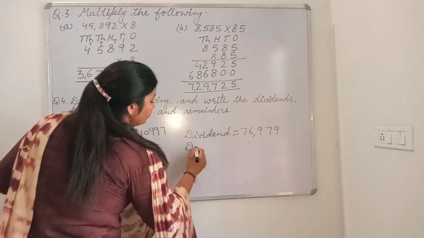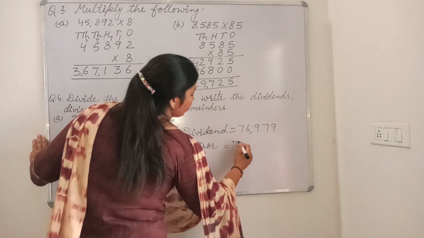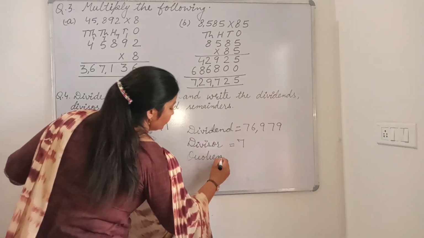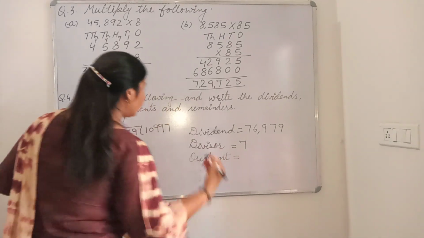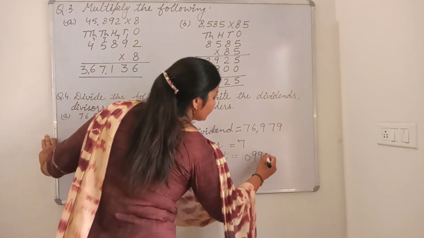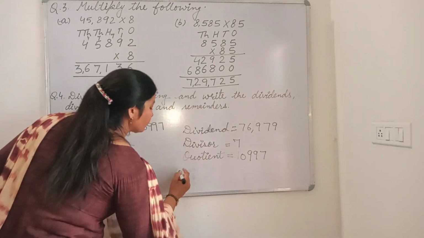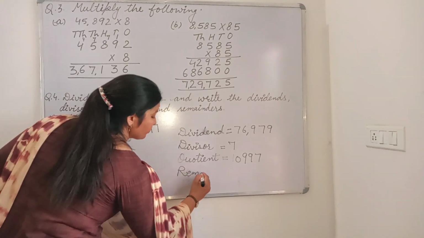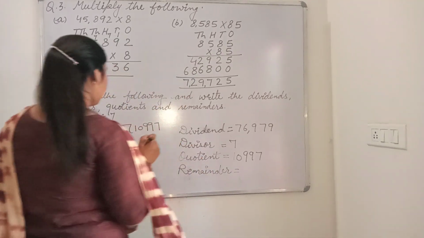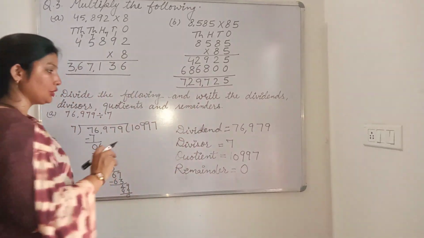Then next is divisor. So what's your divisor? Divisor is 7. Then quotient. So what's your quotient? Quotient is 10,997. Okay, and last is remainder. So what's your remainder? Remainder is 0. So that everything you have to mention here.